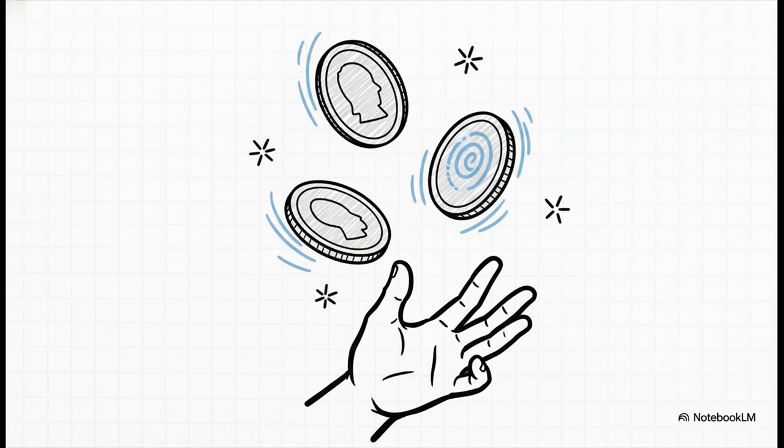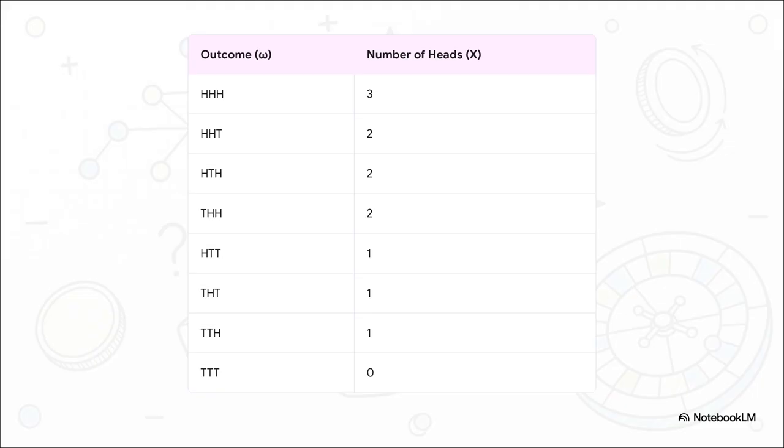Now, to make any sense of this, we use a nifty tool called a random variable. It sounds way more complicated than it is. It's really just a rule for sticking a number on each outcome. So here, our random variable, which we'll call X, is just the number of heads. See how heads, heads, tails gets mapped to the number 2? We've just translated our experiment into the language of math.